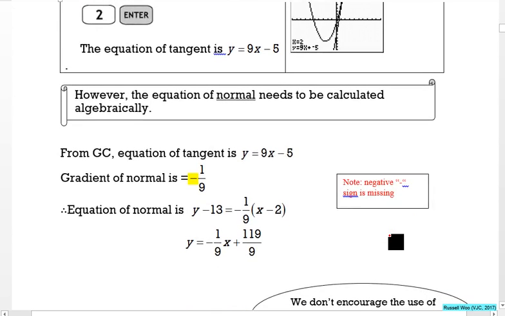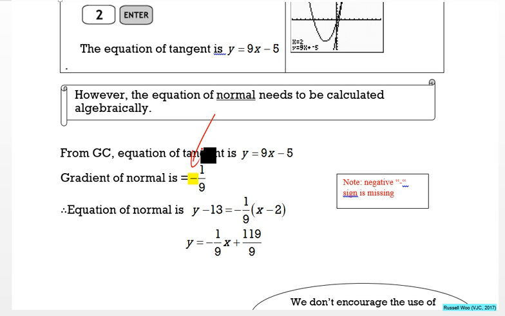Just take note, there's a slight typo here, there's a negative that's missing. You please add in the negative. Okay, let's move on to example 2.